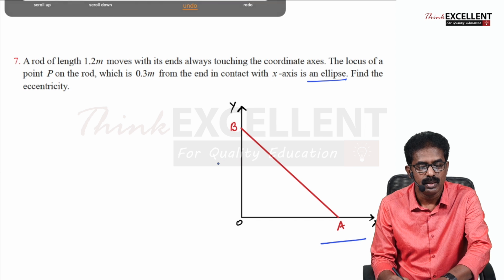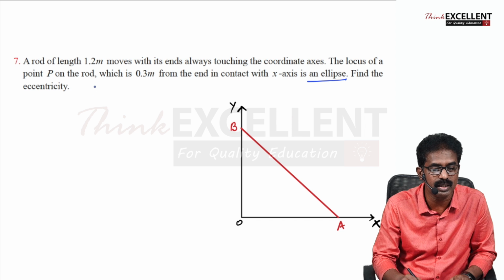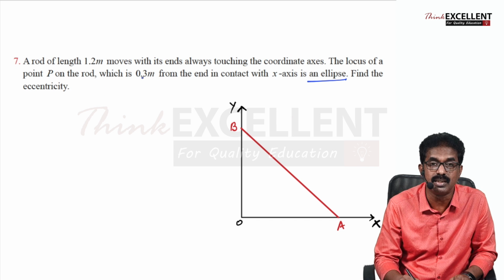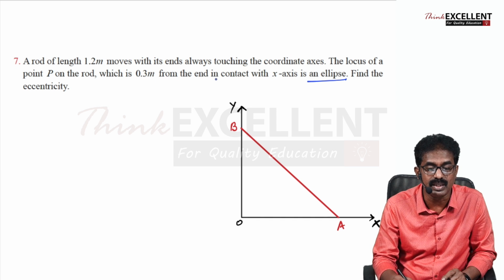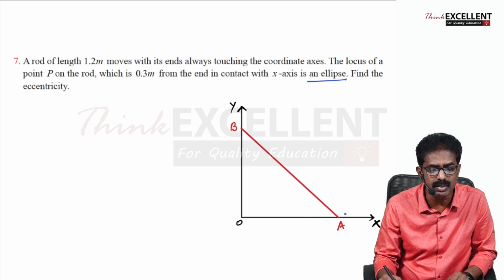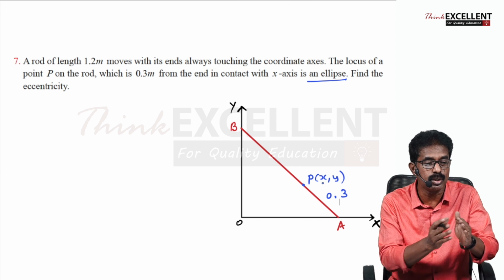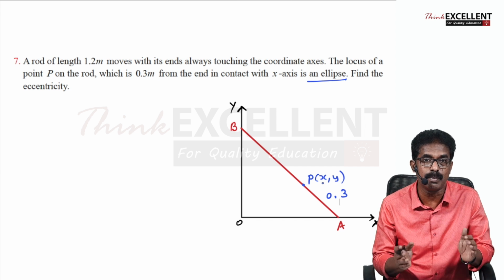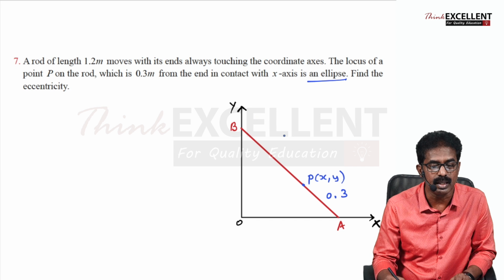So we take a point on the rod. Where to take the dimension? P is a point on the rod which is 0.3 meter from the end. See which end? The end in contact with the x-axis, that is from A. So from A, 0.3 meter, you take a point P. I'm taking the point as x comma y. This distance AP is 0.3. Can you say what is BP then? The remaining, right? You know the total length of the rod AB is 1.2. So PA is 0.3, so PB is the remaining, that is 1.2 minus 0.3, that is 0.9.